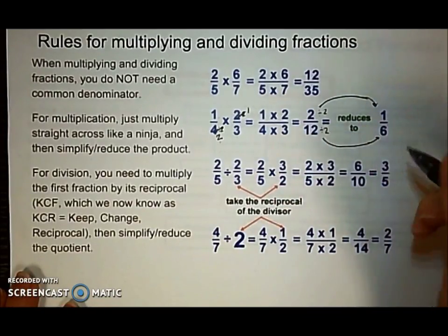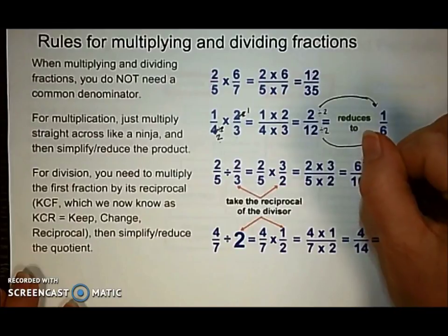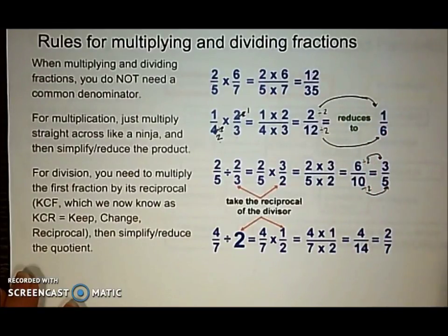So 2 times 3 is 6, 5 times 1 is 5, and then I'm going to reduce by dividing again on both the top and the bottom. And there are different numbers that you can divide by. It doesn't necessarily have to be 2.